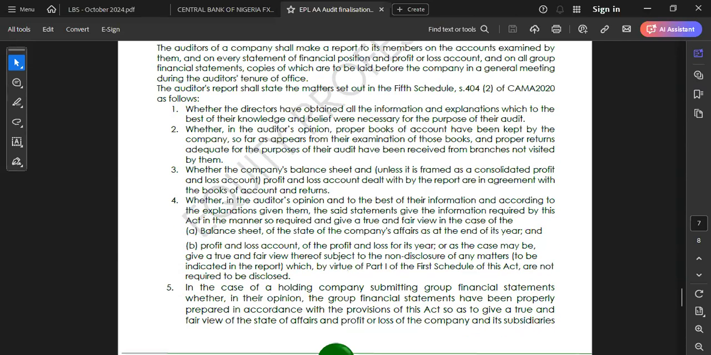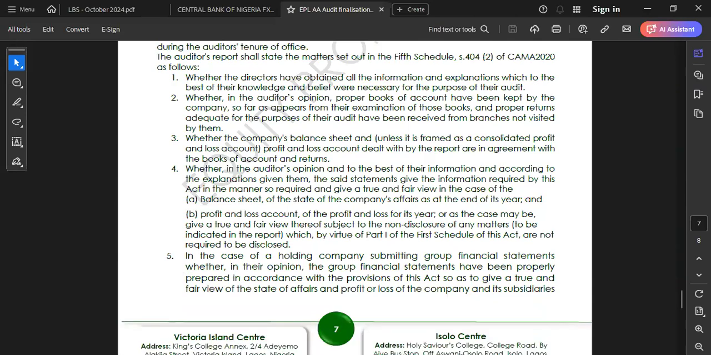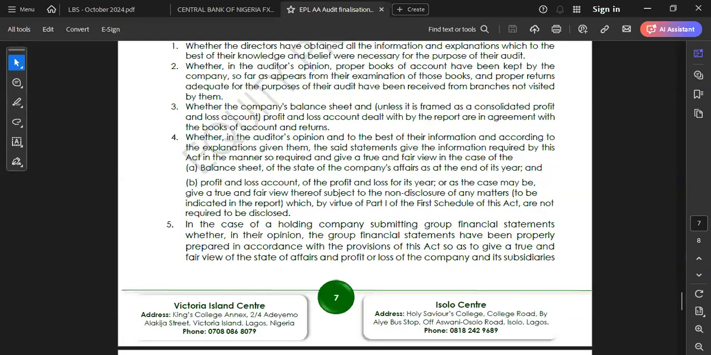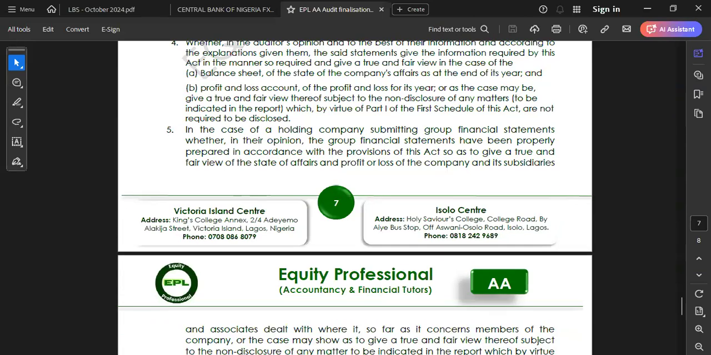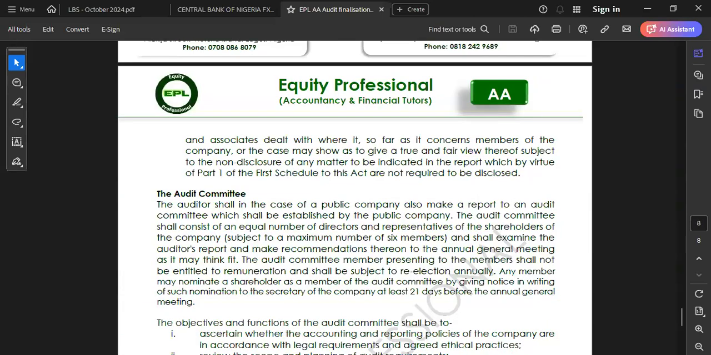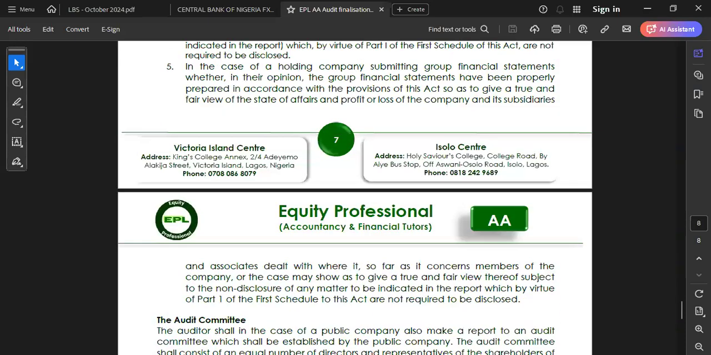This is Nigeria national law that speaks to audit report now. Then the fifth one is that in the case of a holding company submitting group financial statements, the audit report should also state clearly whether the group account has been prepared in accordance with the provisions of the Act, which is standard and the CAMA law, and whether it shows the state of affairs of the company. Now, these are the expectations of company law, which is Nigerian law, for audit report.